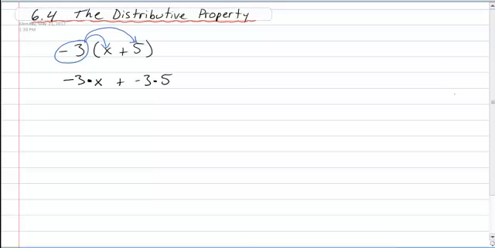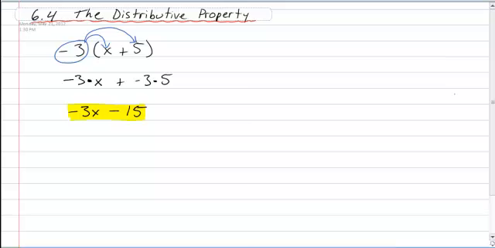The dot simply replaces the multiplication sign so that we don't confuse the x with the multiplication sign. So this question can now be written like this. Negative 3x minus 15, because negative 3 times 5 is negative 15. And that's how we expand this question. Alright? And so when we're using the distributive property in section 6.4, all we're looking to do is to expand the expression so that the number being multiplied outside the 2 in the brackets is distributed evenly throughout.